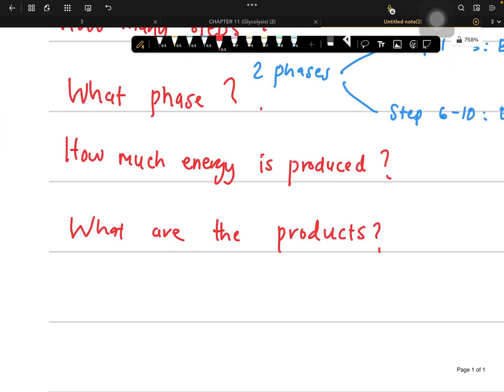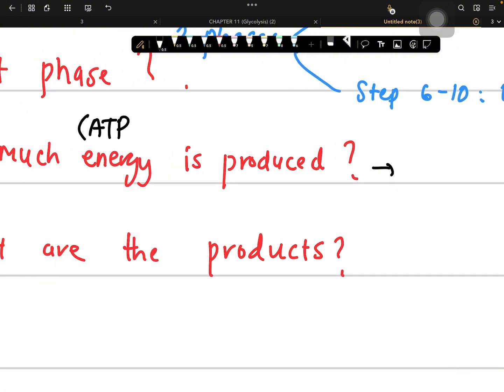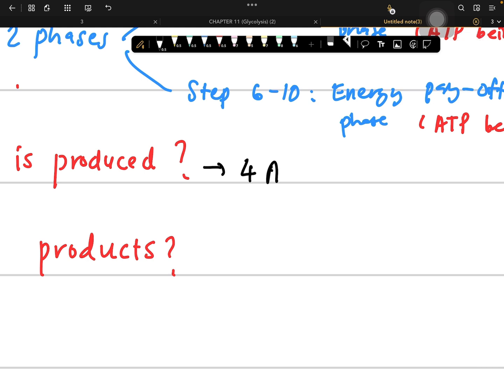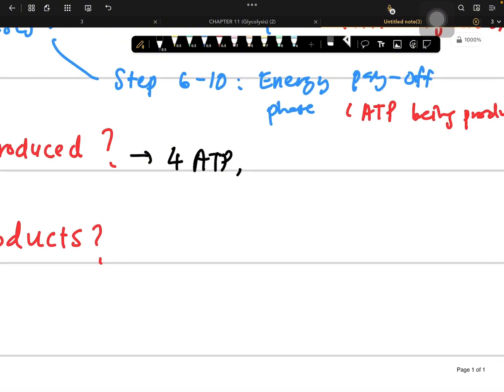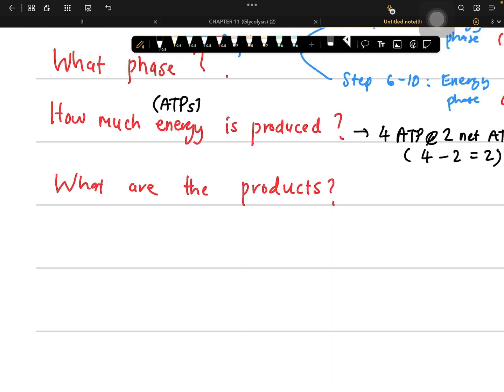The next question that arises from the topic of glycolysis, the fundamental, general knowledge you must know before you study glycolysis, is how much energy is produced. The energy refers to the ATPs. There are 4 ATP produced from glycolysis, but the net ATP will be only 2, because 4 minus 2 gives 2. The balance is only 2 because we use 2 and we produce 4, so 4 minus 2 leaves only 2 net ATP produced.